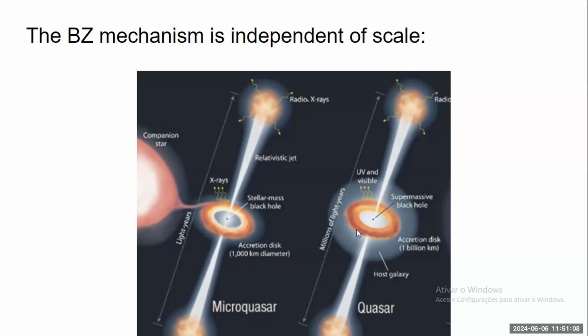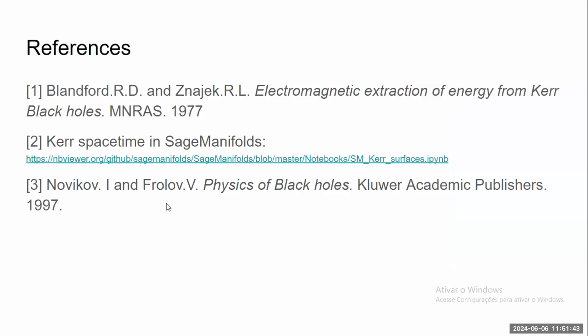So we have quasars and microquasars, but both of them exhibit jets, right? But of course, the scale between the two is very, very different. One is a galaxy, and the other one is a stellar mass black hole, not a supermassive one. So yeah, here are my references, and thank you for your attention and the opportunity to talk here.